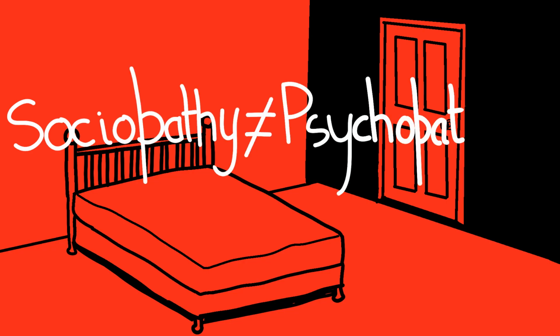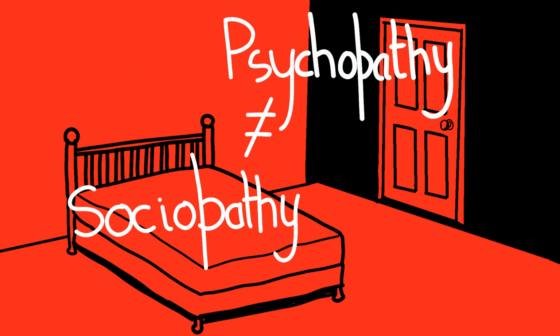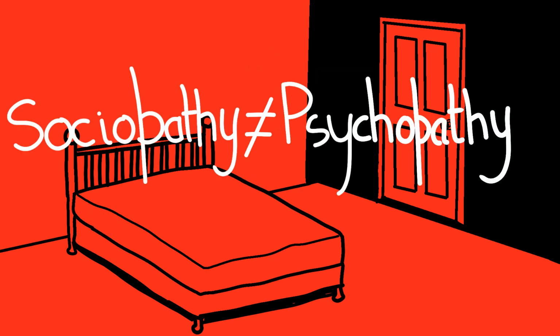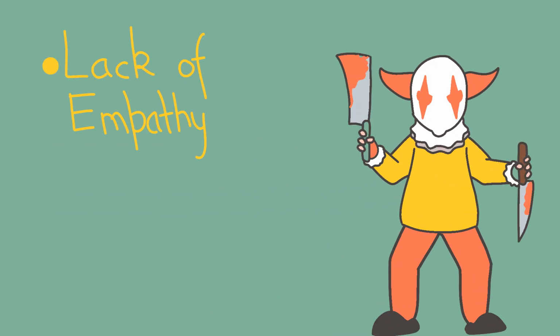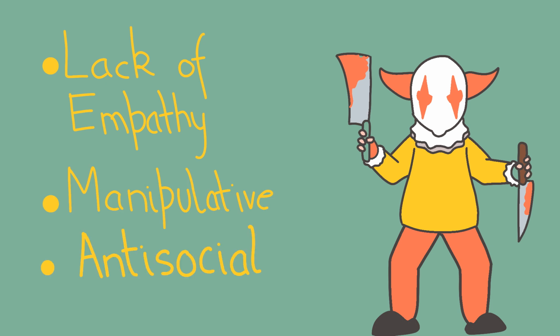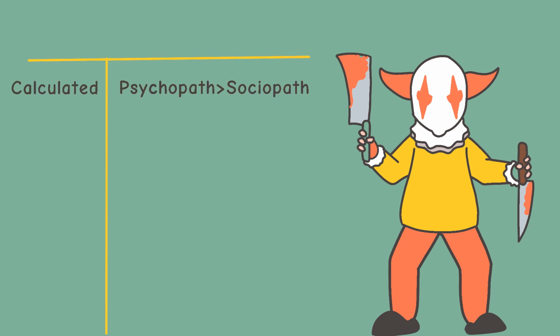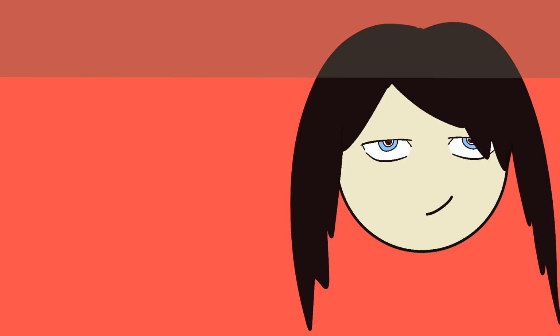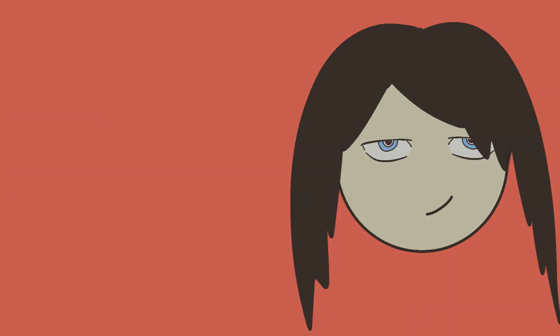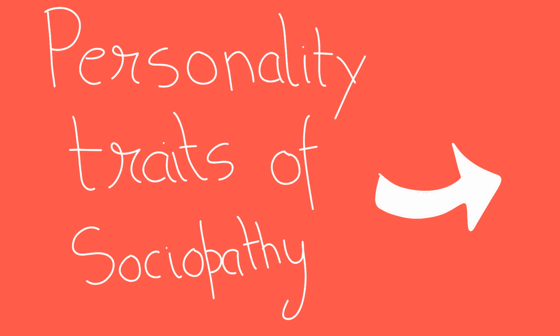Sociopathy is different from psychopathy, although the two terms are often used interchangeably. Psychopathy is another personality disorder characterized by a lack of empathy and a tendency towards manipulative and antisocial behavior. However, psychopaths tend to be more calculated and less impulsive than sociopaths. They are often described as cold-blooded and lacking in emotions altogether. To better understand sociopathy, we need to explore its personality traits.